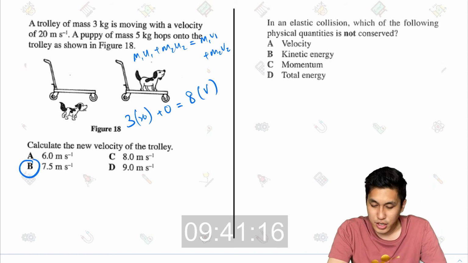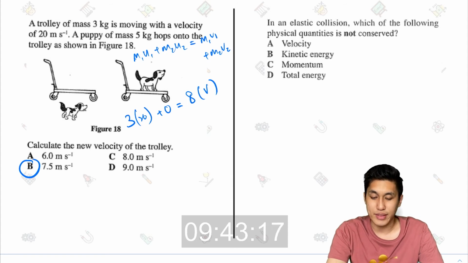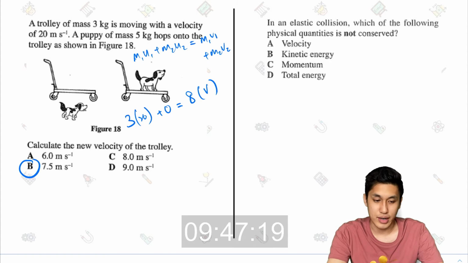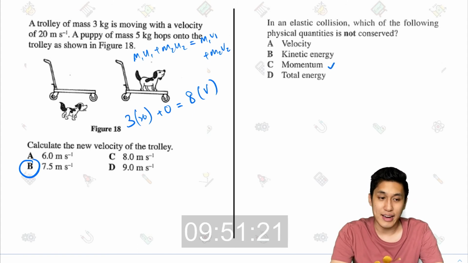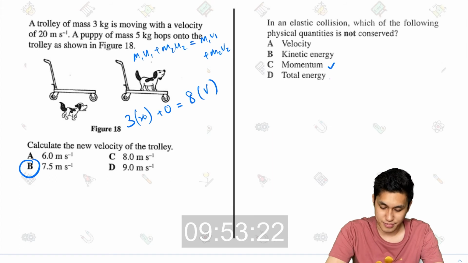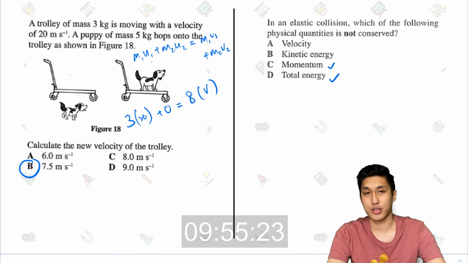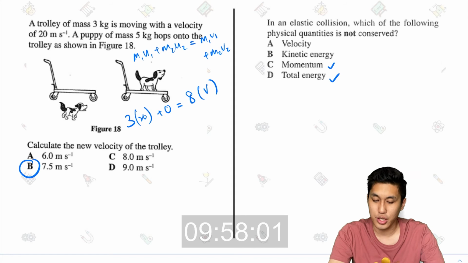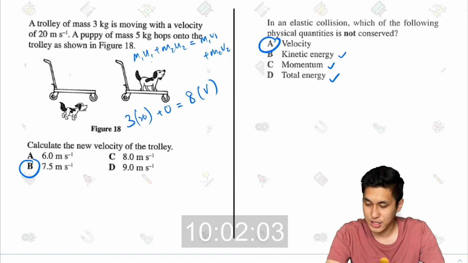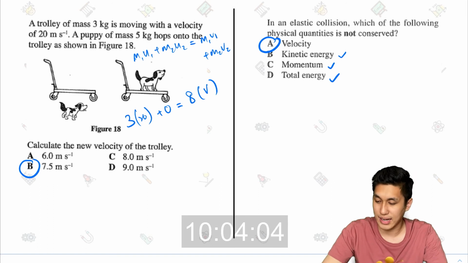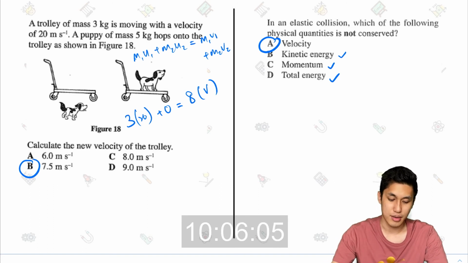In an elastic collision, which of the following physical quantities is not conserved? So momentum is definitely conserved, right? That's what we did just now, conservation of momentum. And total energy is also conserved, right? So if total energy is conserved, that means kinetic energy will also be conserved, right? So only velocity is not conserved through an elastic collision.